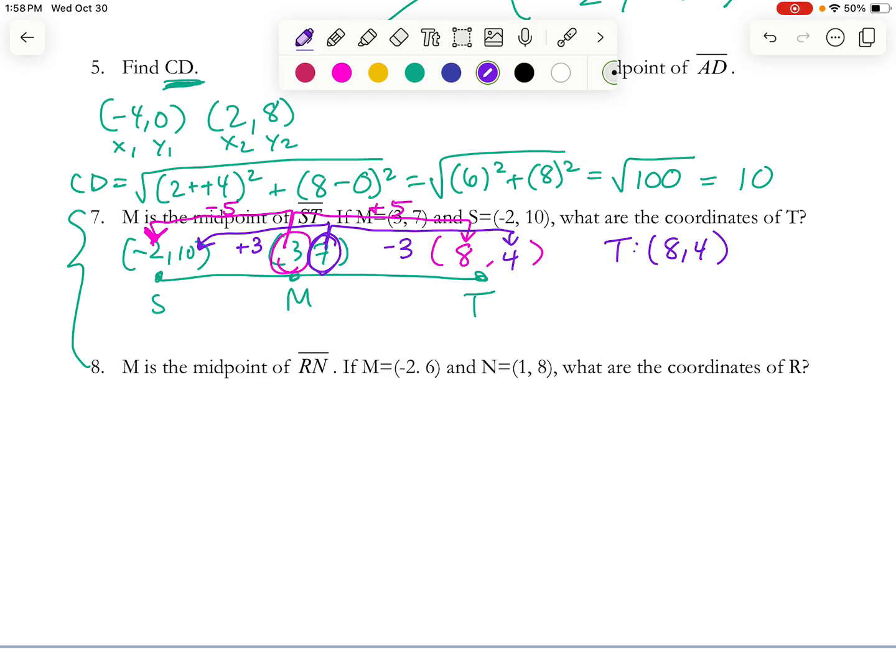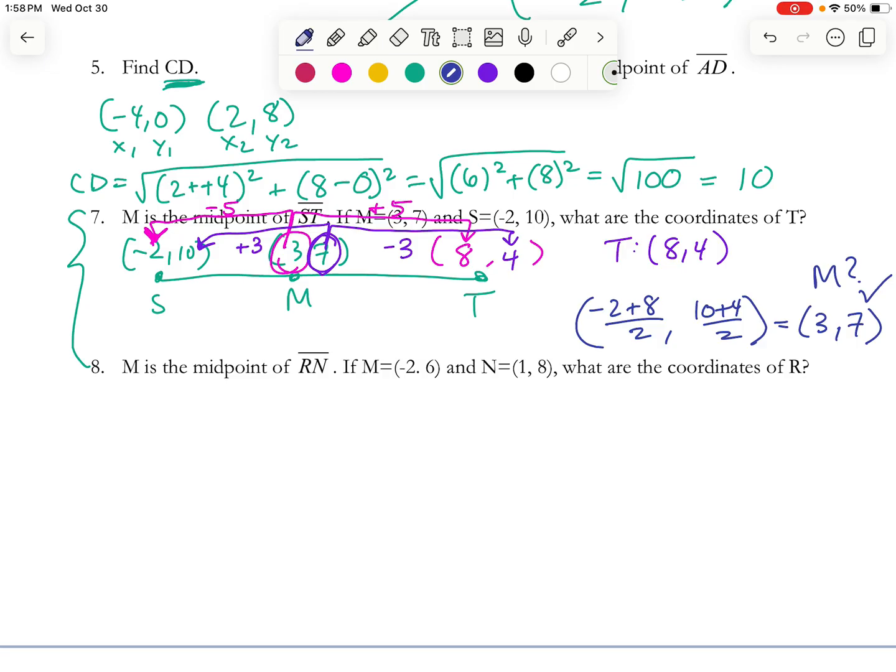If you want to check this, you could do the midpoint formula with S and T. So (-2 plus 8) over 2, comma, (10 plus 4) over 2. This gets me 6 over 2, which is 3, and 14 over 2, which is 7. Is this point M? Yes, it is, right? (3, 7). So we verified that our answer is correct.